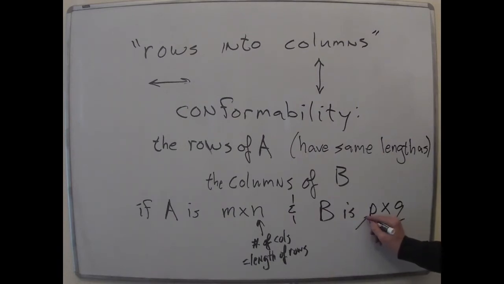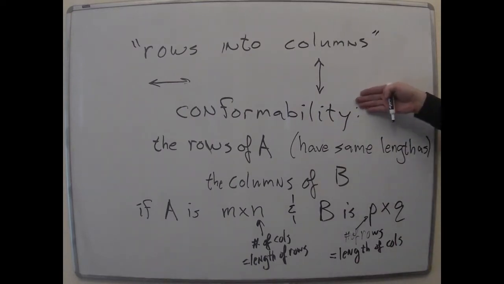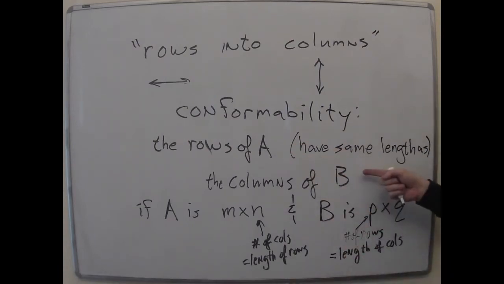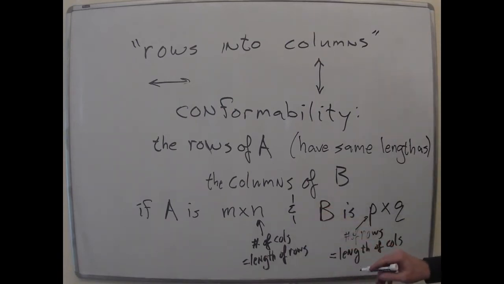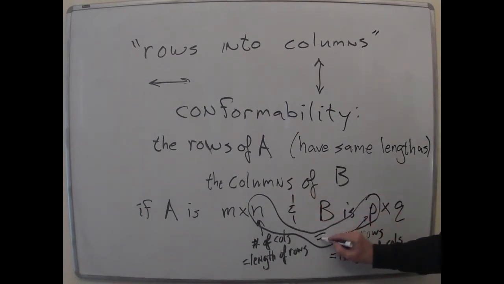What we've got here, I'm going to look at p. That's the number of rows in this matrix, but what is it also as a length? It's the length of the columns, the number of entries in the columns. So this idea for conformability, that the rows of one matrix have to equal in length the columns of the other, is that these two things have to be the same. So it's what are often called the inside dimensions. p and n need to be equal.